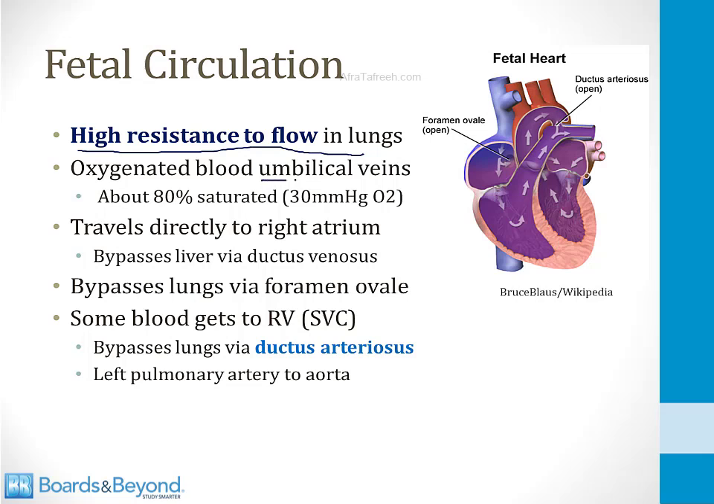The umbilical veins contain oxygenated blood. Now, interestingly, the partial pressure of oxygen in the blood in the umbilical veins is relatively low, about 30 millimeters of mercury. However, this results in a saturation of hemoglobin of about 80%, and that's because fetal hemoglobin has a strong affinity for oxygen. That oxygenated blood from the placenta and the umbilical veins travels straight to the right atrium.